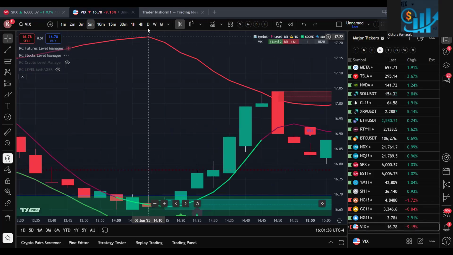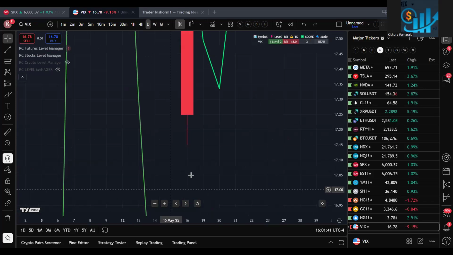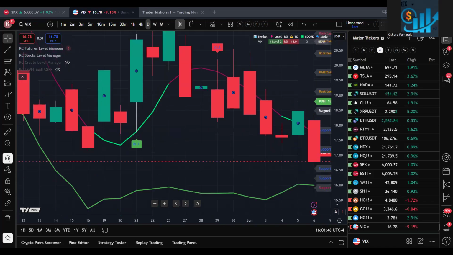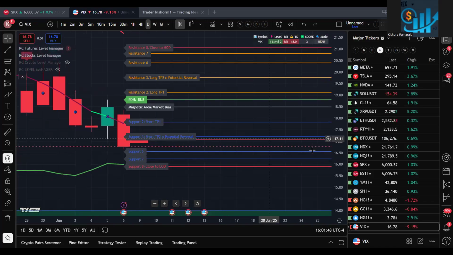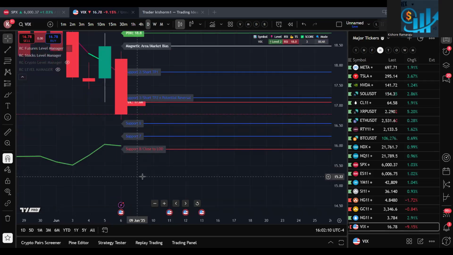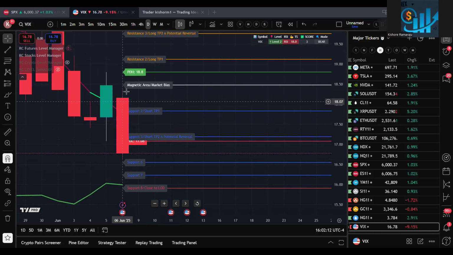Right? If you see VIX, right? It is magnetic area. Your open is below the magnetic area. Your close is below the magnetic area. That means VIX is dropping. That means there is a high possibility tomorrow we may see further drop with VIX. So we'll only look for the puts tomorrow on VIX.